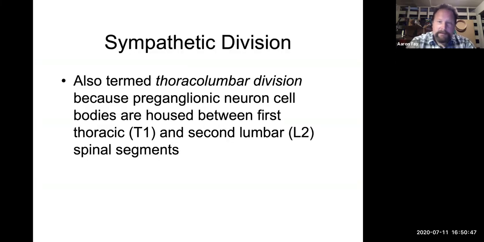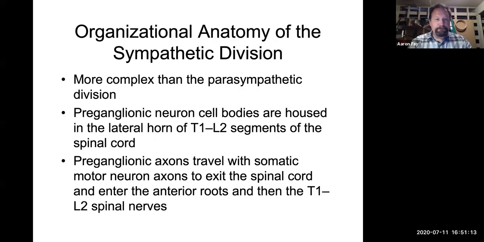Sympathetic, right, also termed thoracolumbar. So it's going to be found in the thoracic region and the lumbar region of our spinal cord, right? Because preganglionic neuronal cell bodies are found between the first thoracic spinal nerve, T1, and the second lumbar spinal nerve, L2. So the sympathetic division is more complex than the parasympathetic division. The preganglionic cell bodies are housed in the lateral gray horns of the T1 through L2 regions of the spinal cord.